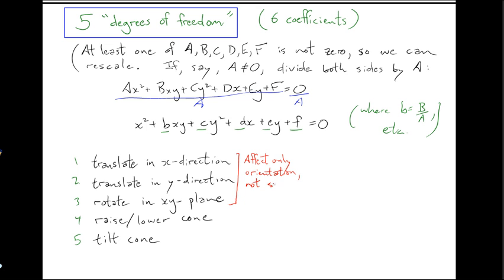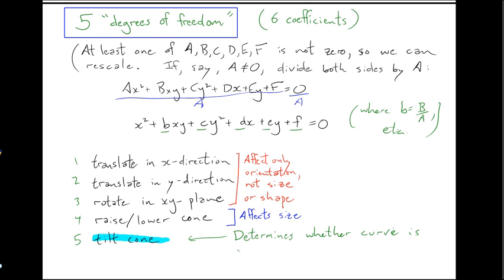Now, if you look at these first 3, translation and rotation, they don't affect the shape or the size. They only affect the orientation of the curve. The 4th, raising or lowering the cone, affects the size, and it's tilting the cone that is really, really interesting. Tilting the cone determines whether you have a parabola or an ellipse or a hyperbola.